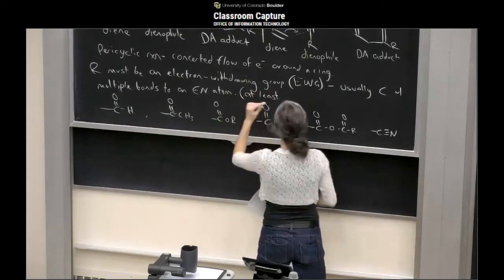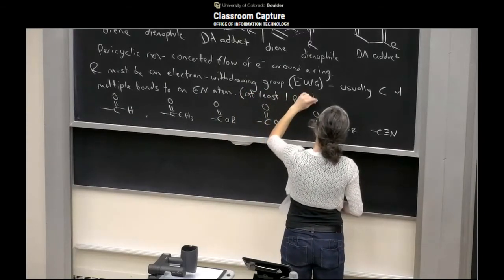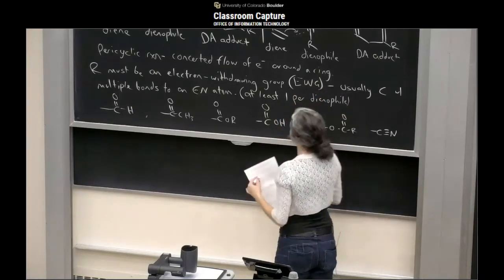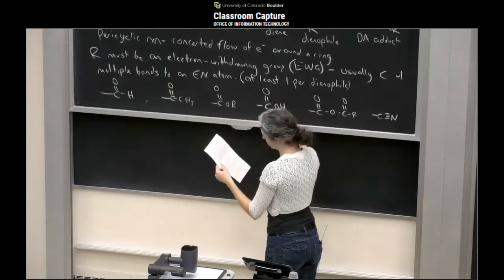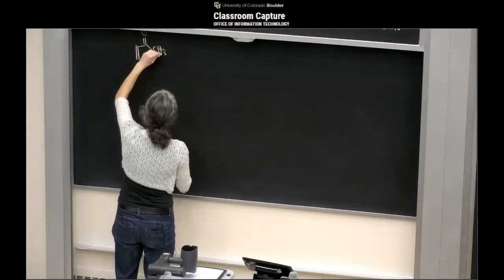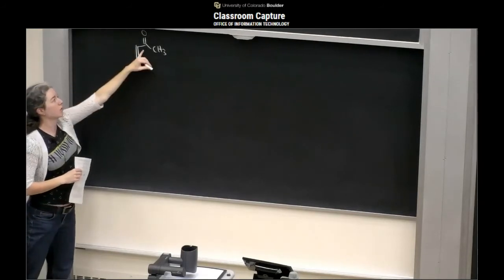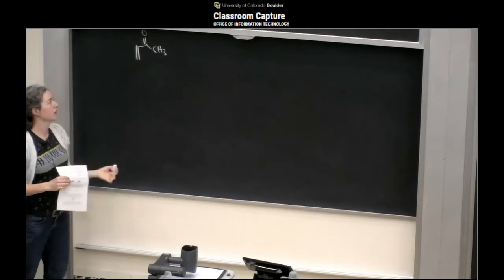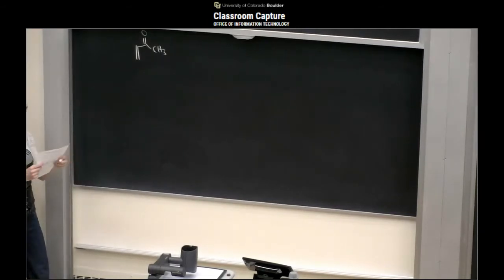Really, you just need at least one per dienophile. So, in other words, this is going to be a pretty decent dienophile, even though it's only got one of the electron withdrawing groups on there. The other one can be an H, and that'll still go okay.